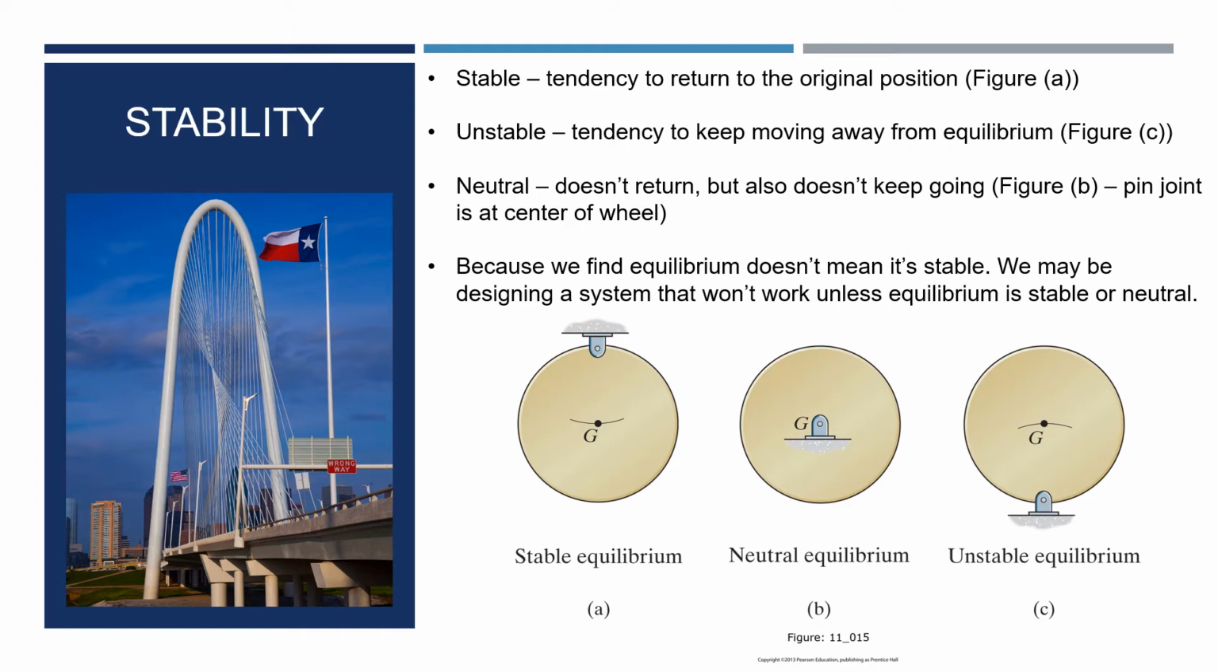We want equilibrium that's stable. We want stability. We don't want unstable, unless we're accelerating a rocket or something like that. We want it to keep going. But most of the time, we don't want it to keep going.